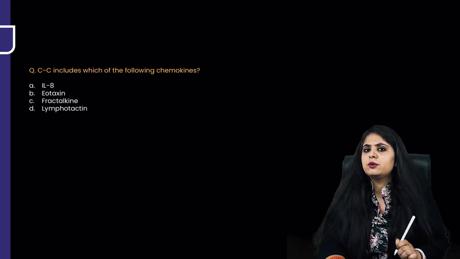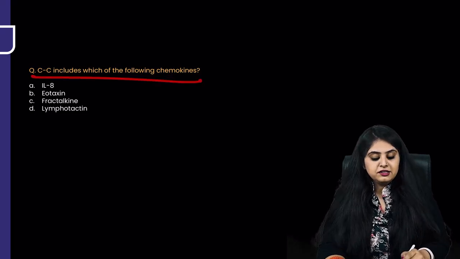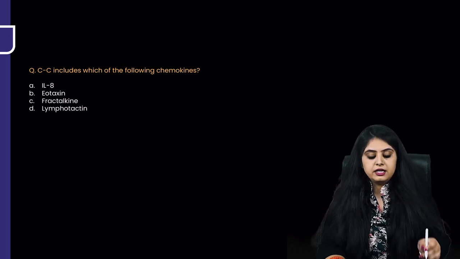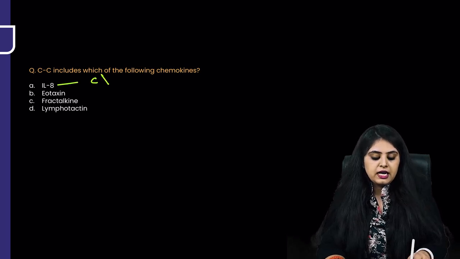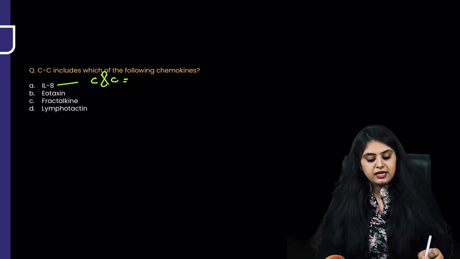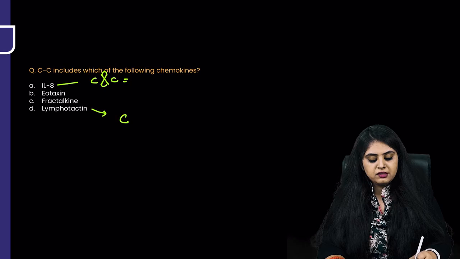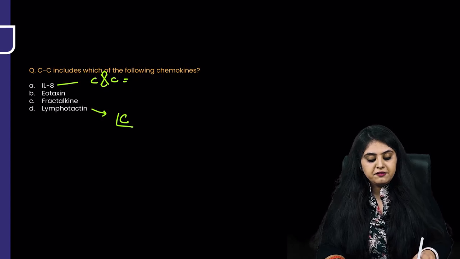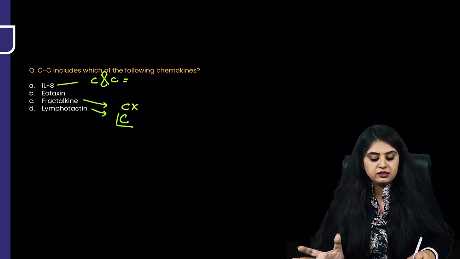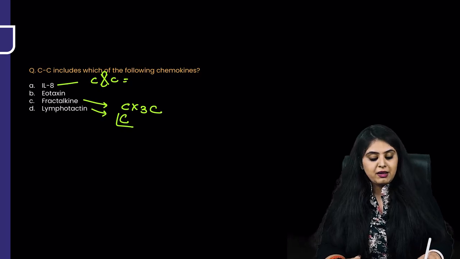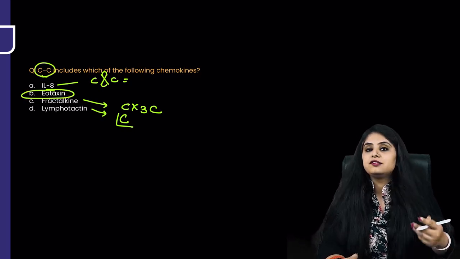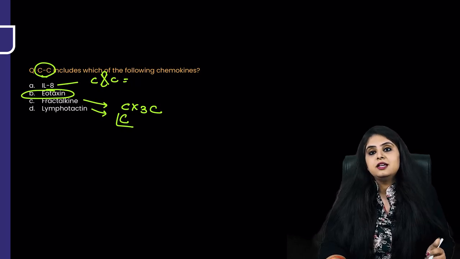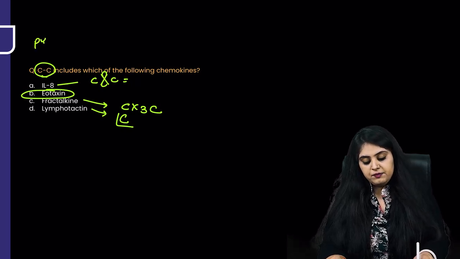So let me just ask you a question to see if you remember. CC includes which of the following? So don't be in a hurry, think. Where was interleukin 8 coming? Ma'am had said from CXC you can make 8, okay. Then where was lymphotactin? Ma'am said that single C and L go together, so lymphotactin was the C variety. Fractalkine was that weird sounding thing, CX3C. So then ma'am said whatever is left will go into that CC email category, that is eotaxin. That has been a previous year question.